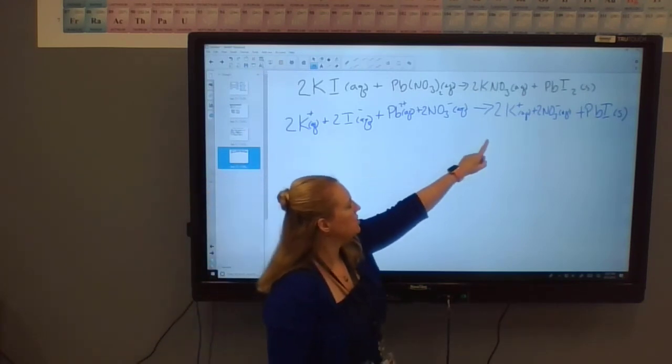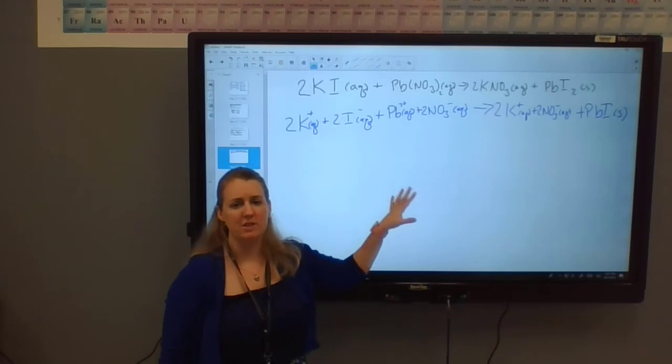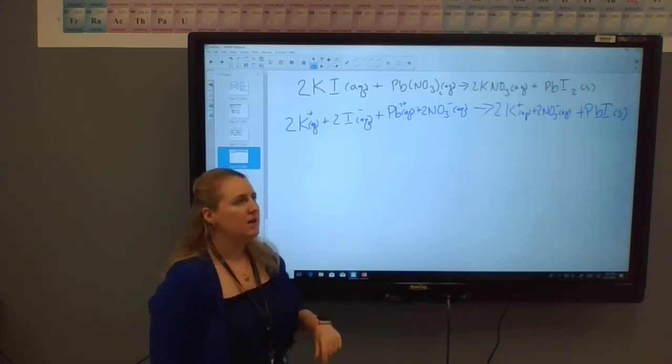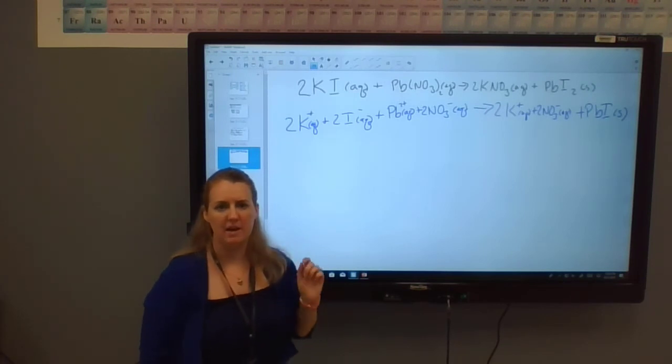Now, if we carried all of our prefixes down correctly, then we're still going to be balanced. 2 potassiums, 2 potassiums, and so on. So double check to make sure everything is still balanced. It should be if you did this correctly. So here's our molecular equation and our ionic equation. The last one is the net ionic equation.